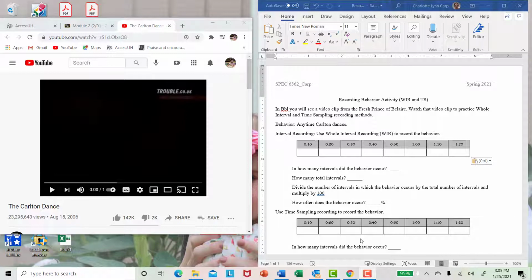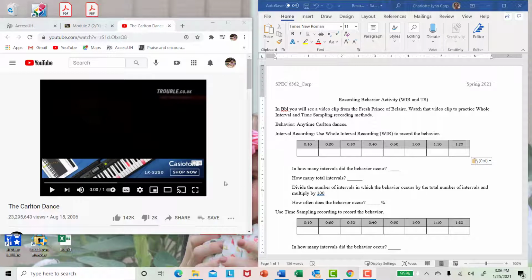The first thing that we're going to do is we're going to work on practicing whole interval recording. So with whole interval recording, the behavior has to occur for the whole interval. If it stops at any time, you get a minus. So here's our video, and we're going to go ahead and get started. So I'm going to play it, and I'm going to stop it and go through all the interval recording with you guys.